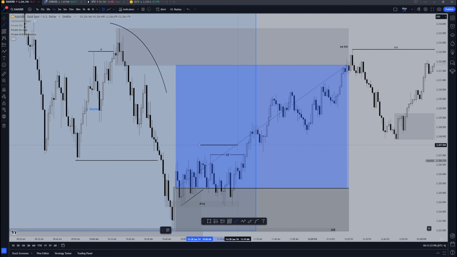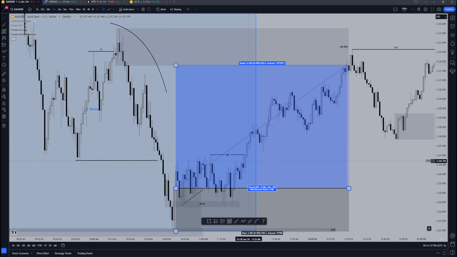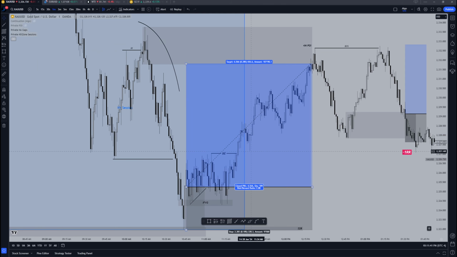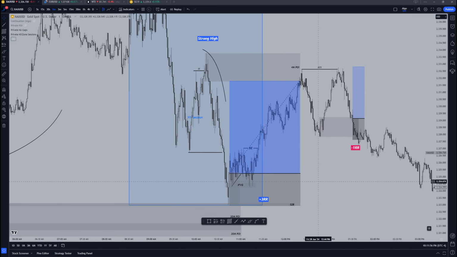Remember, I said a break structure, for it to be very strong and valid, either it's internal or external or change of character, it has to have body closures above on a higher time frame or just a strong move in general, right? These wicks right here aren't high probability breaks of structure. This is a good break of structure. As soon as you see this and candle closure body above, you're good to go, break even.